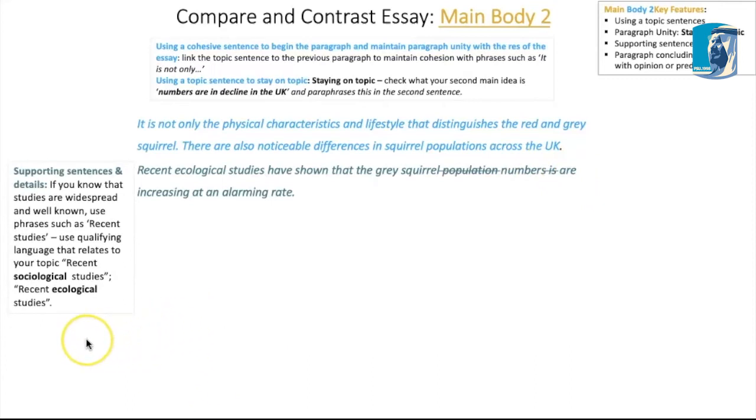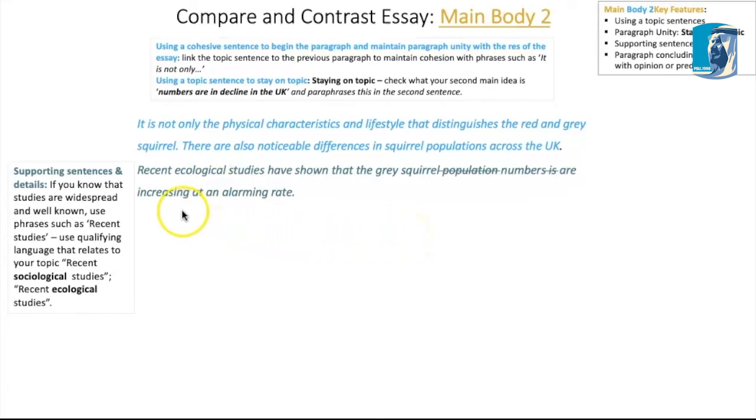This is a supporting sentence. If you know in your topic that there have been so many studies done and that are very well known in our societies, then you are free to use the phrase "recent studies" or "studies show." Try to use qualifying language that makes it specific to your topic. So we are talking about animals, therefore they must have been ecological studies, not necessarily scientific studies or medical studies or engineering studies. So you can qualify the language here by making it specific to your topic.